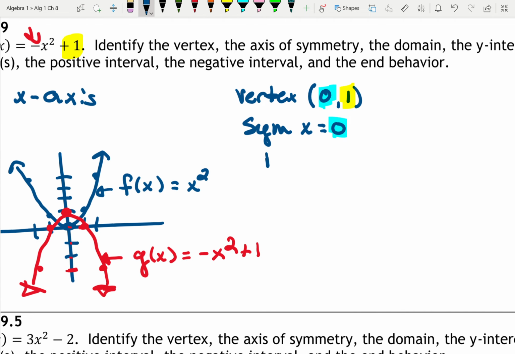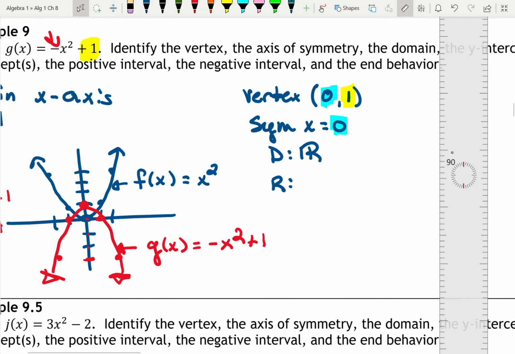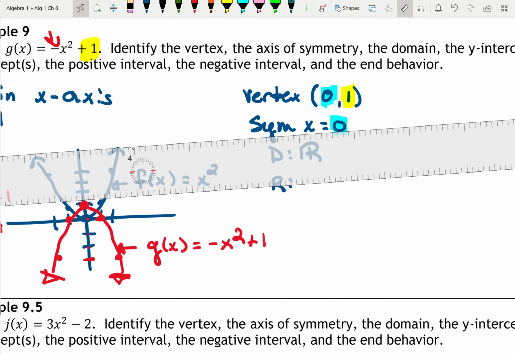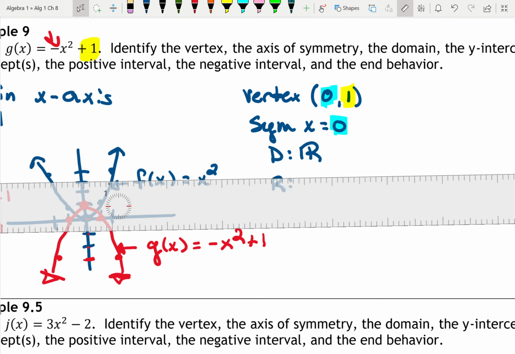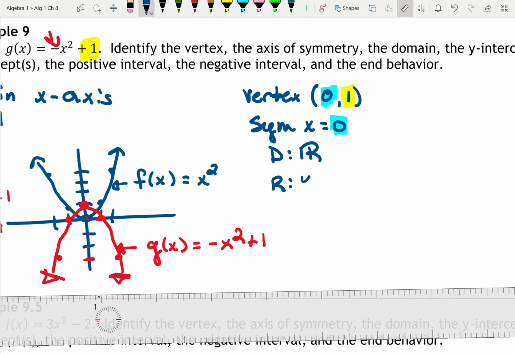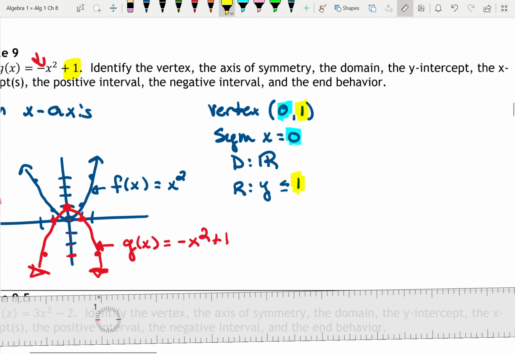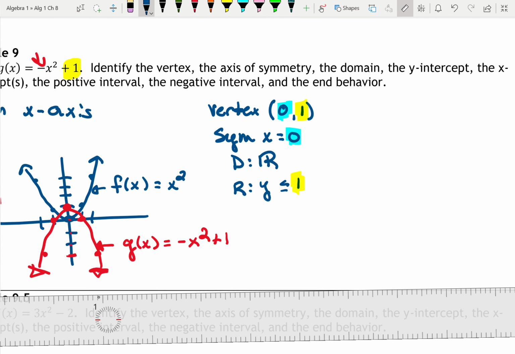Next up, we want the domain and the range. The domain is going to be all reals. And again, we look for a domain restriction, and there is no domain restriction, so that means it's going to be all reals. The range, we look for where is the top of our graph. We have the top of our graph right there at 1. So our range is going to be all the y values less than or equal to the top, which is 1. And again, this is the same 1 that we used up above. We want the positive and the negative intervals.